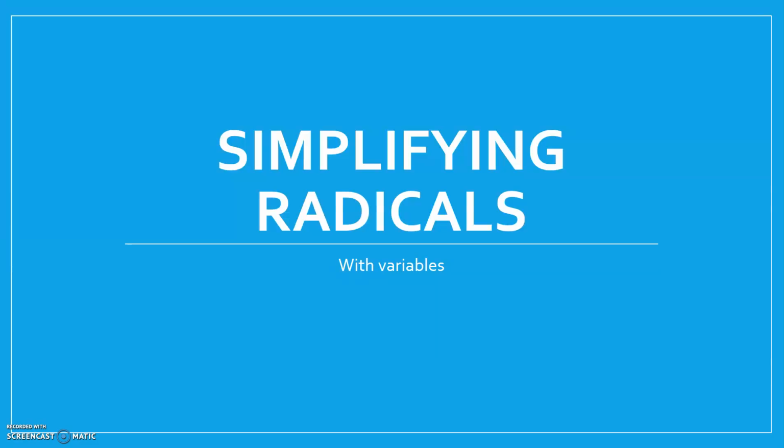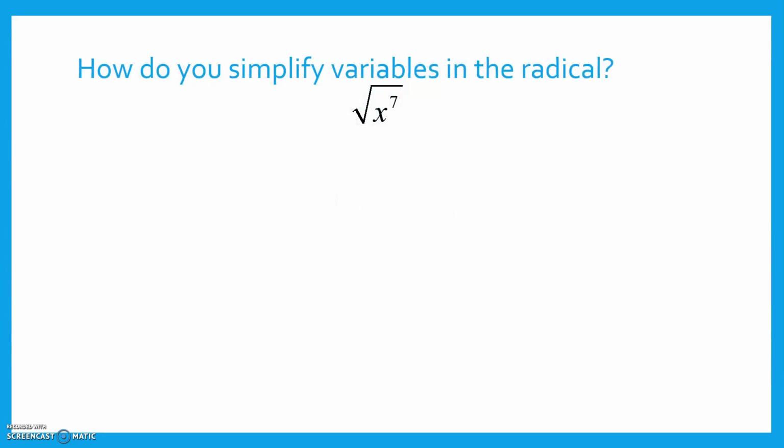Hi there. So now that you've gone through and shown how to simplify radicals without variables, now we're going to include variables inside of our radicals. So our big question here is, how do we simplify something that looks like this? We have the square root of x to the 7th. You've gone through all your rules with numbers, so now our focus is on the variables.